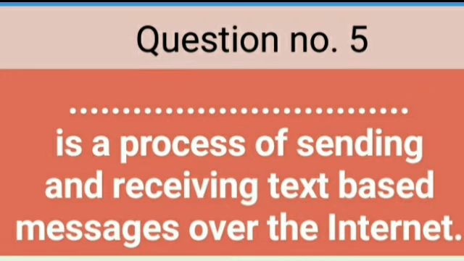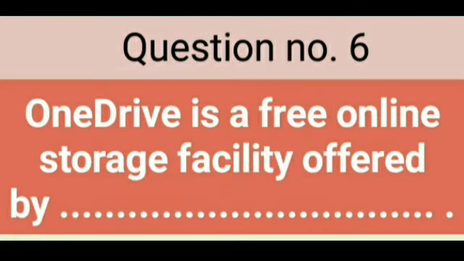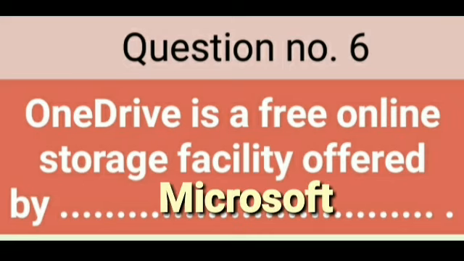Now question number 5: dash is a process of sending and receiving text based messages over the internet. As we know, text based messages that we send, that is called email. So the right answer is email. Email is the process of sending and receiving text based messages over the internet. Now question number 6: OneDrive is a free online storage facility offered by dash. So OneDrive is offered by which company? Microsoft. So the right answer is Microsoft.